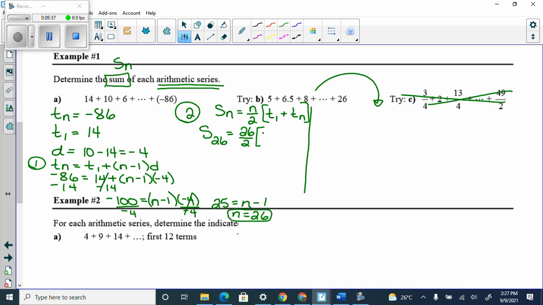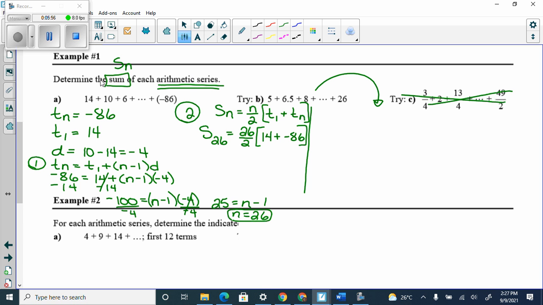Plus Tn, which is negative 86. Now, could I use the big formula because I have D? You could actually use the big formula because you have D, but we would never choose that if we have Tn, because you're making your life worse. Don't do that.